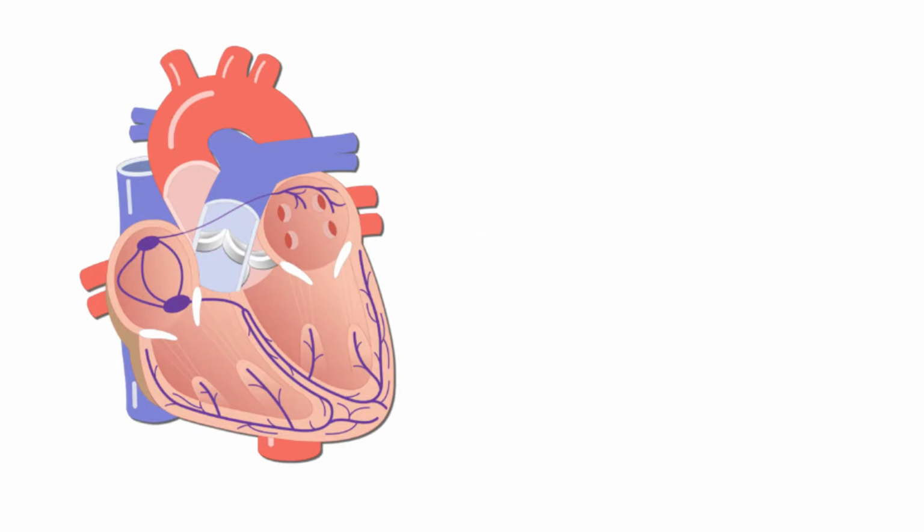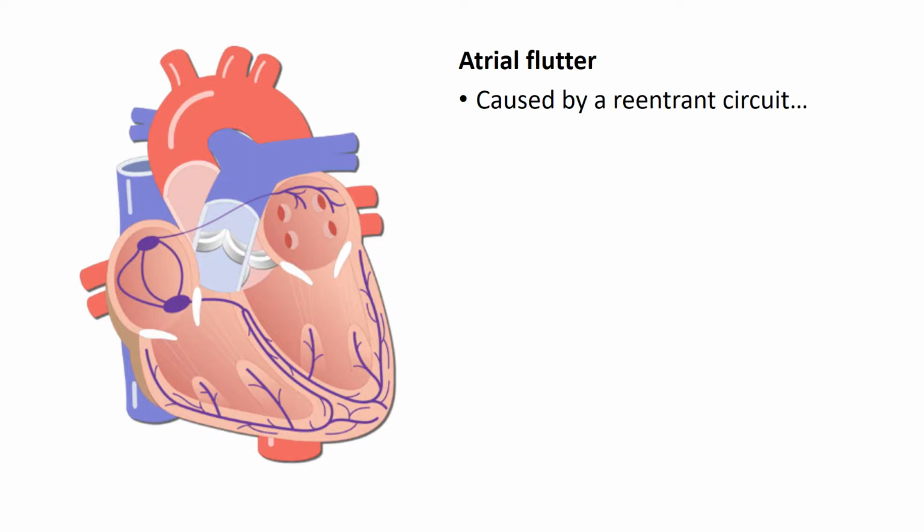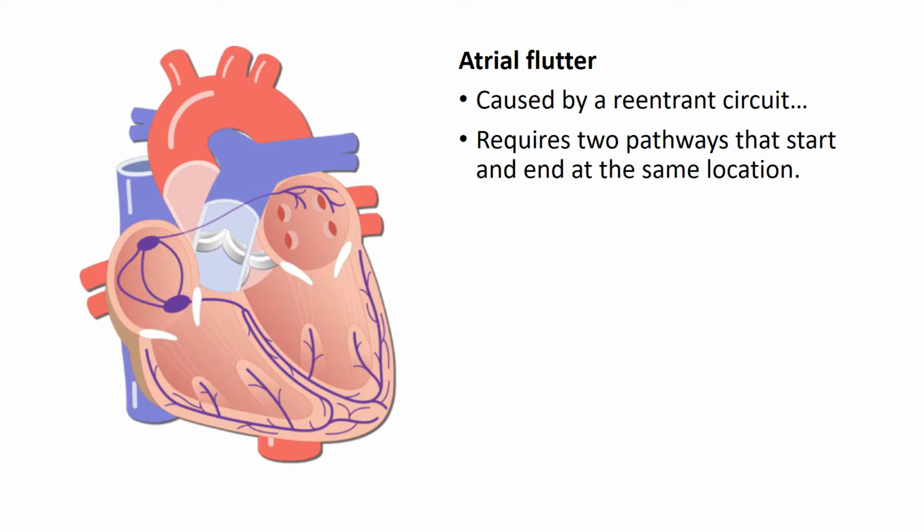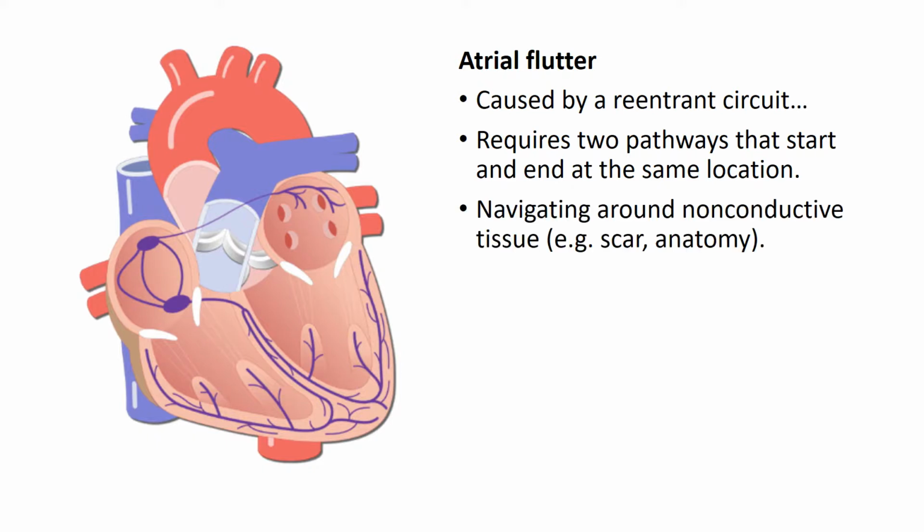The second arrhythmia we'll talk about is the one that is most closely related to atrial fibrillation, and that's atrial flutter. This one's caused by a re-entrant circuit, and these are really common in tachyarrhythmias, so it's important that you have some understanding of what a re-entrant circuit is and how it works. A re-entrant circuit requires two pathways that start and end at the same location. And this happens all the time in tissue, usually because it's just navigating around something that's non-conductive.